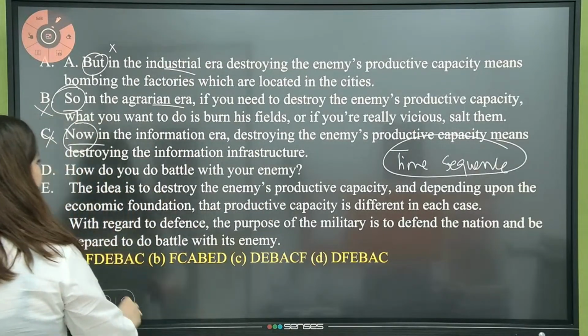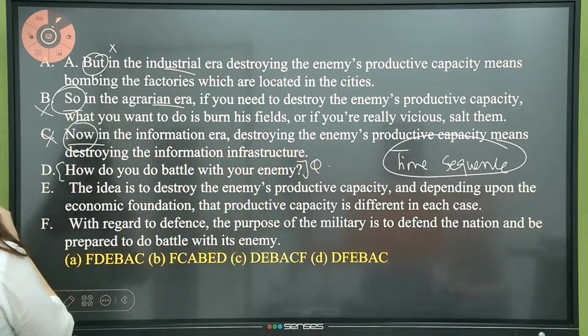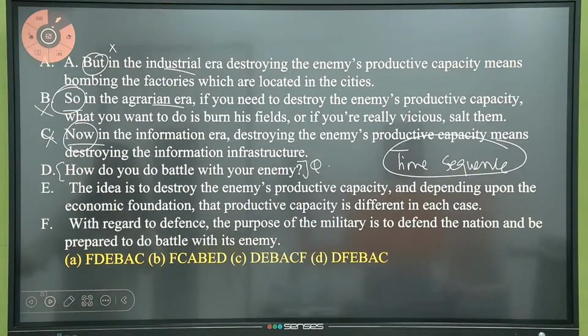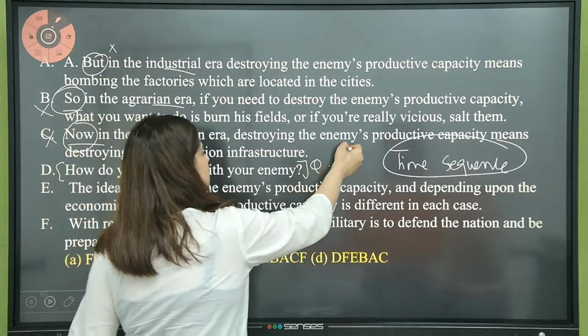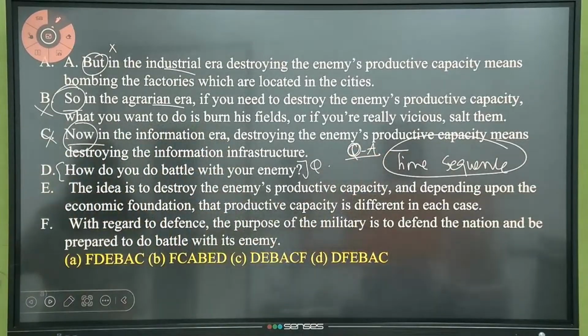How do you battle with your enemy? A question. Right? If we find the answer to the question, we will get a mandatory pair and it will become easier for us to solve the question. So how do you battle? Because question and answer would form a good mandatory pair.